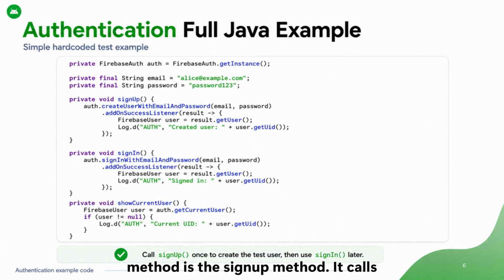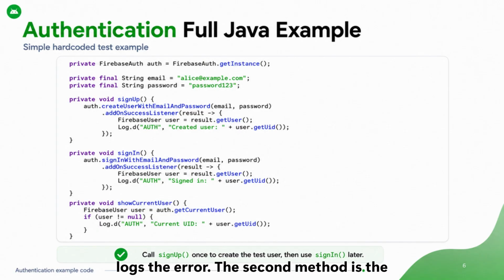The first method is the sign-up method. It calls createUserWithEmailAndPassword. If the task succeeds, Firebase has created a new account. Then the code gets the current user and prints the UID to Logcat. If the task fails, the code logs the error.